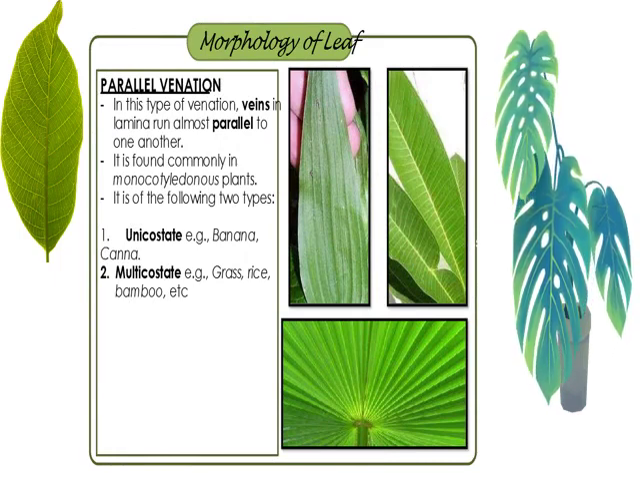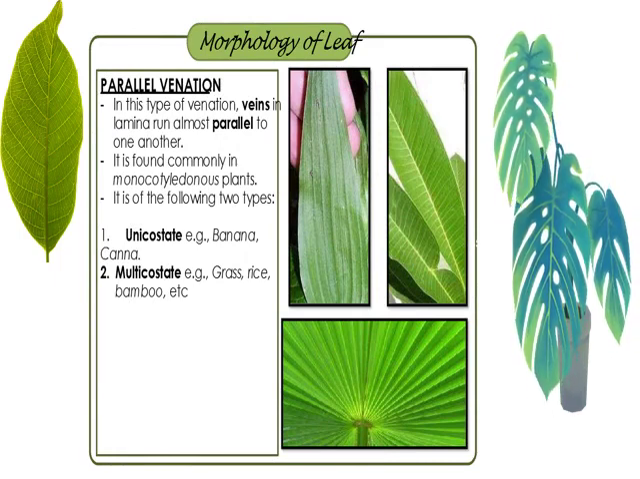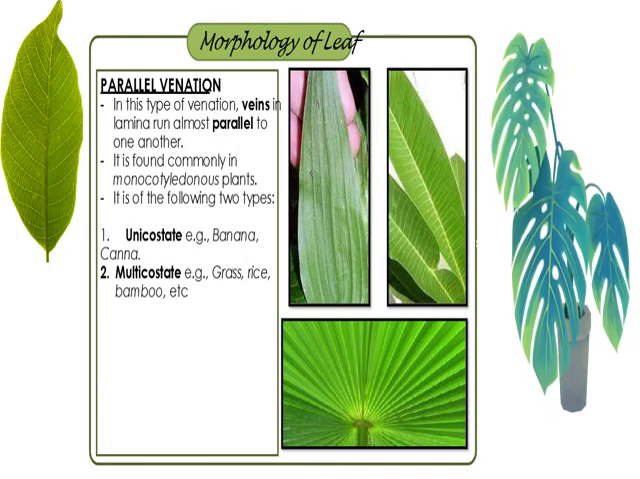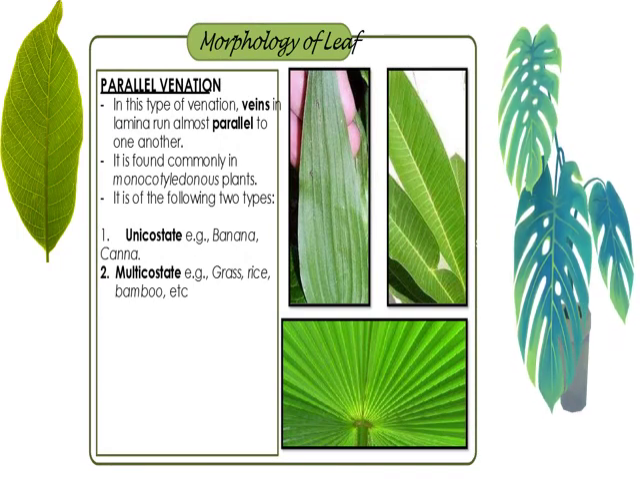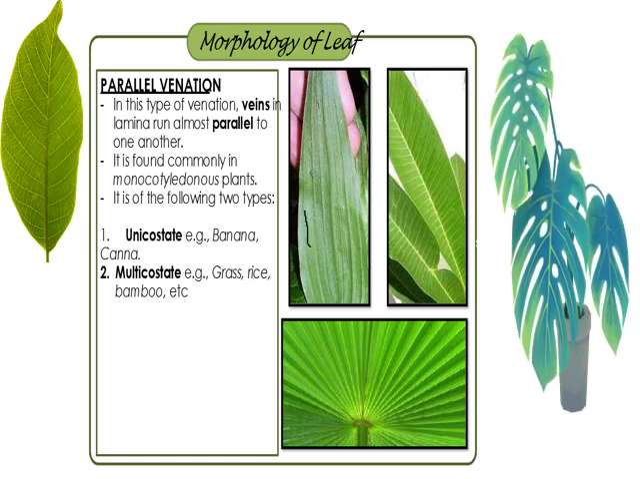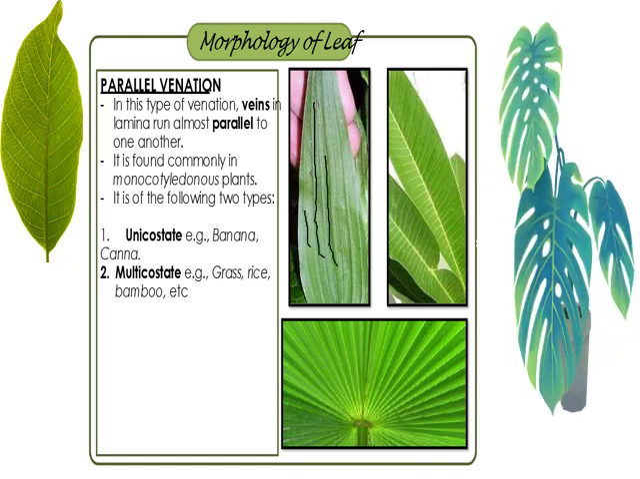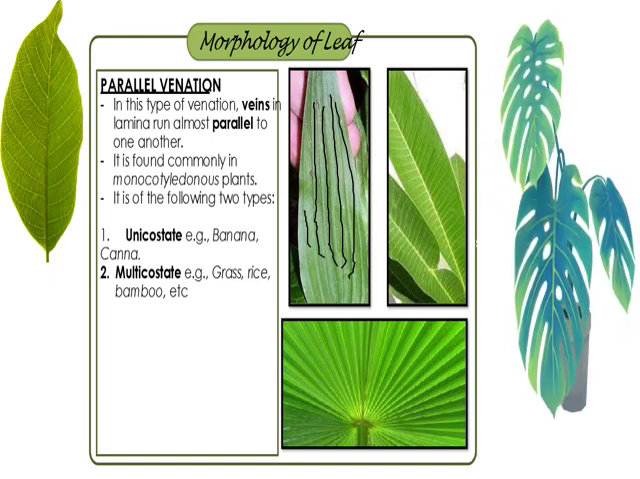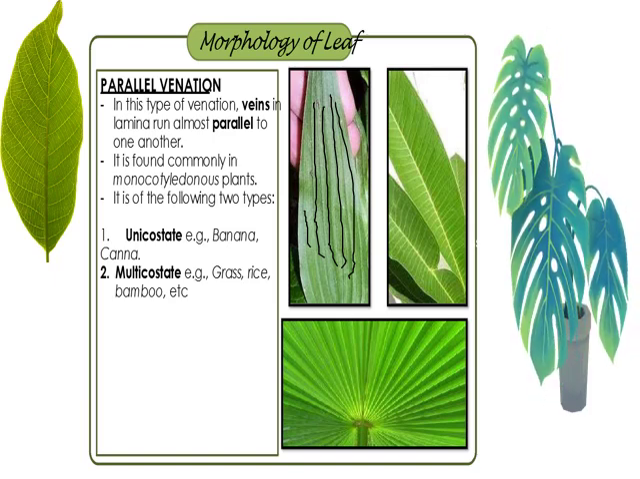So the next is parallel venation. It is a type of venation in which veins in the lamina run almost parallel to one another. Here you can clearly observe they are parallel to each other. These are the parallel venations. It is found commonly in monocotyledon plants.